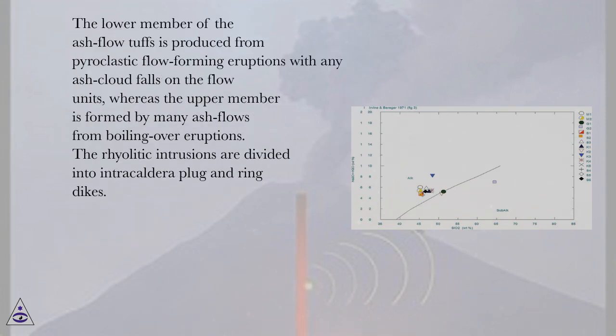The lower member of the ash flow tuffs is produced from pyroclastic flow-forming eruptions with any ash cloud falls on the flow units, whereas the upper member is formed by many ash flows from boiling over eruptions. The rhyolitic intrusions are divided into intracaldera plug and ring dikes.